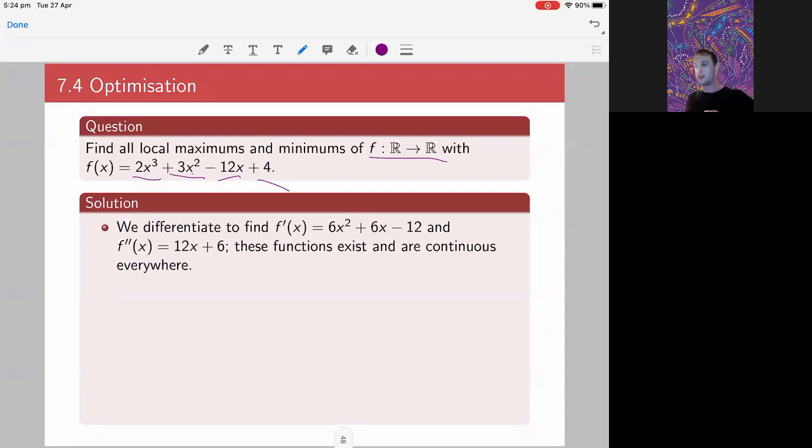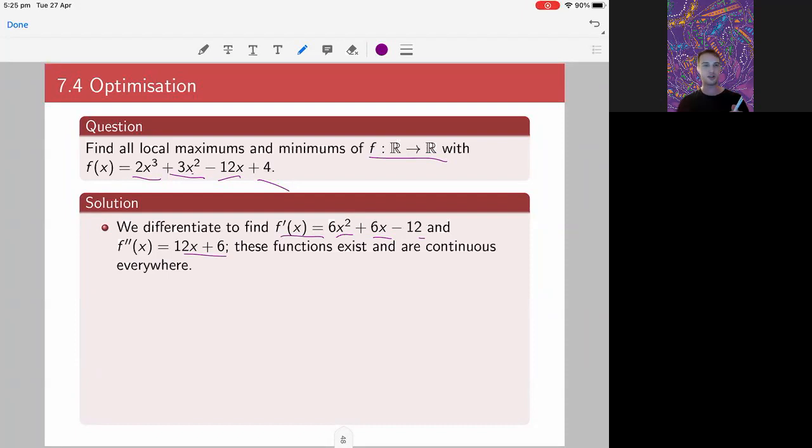Well, with these sorts of things, it's always good to take derivatives where we can. If we just compute using all the rules that we've established previously, we find that the first derivative is 6x squared plus 6x minus 12. I think I did that right. And the second derivative would be 12x plus 6. So not only have we computed the first and second derivatives, but it's also good to notice that these functions exist everywhere and they're continuous.